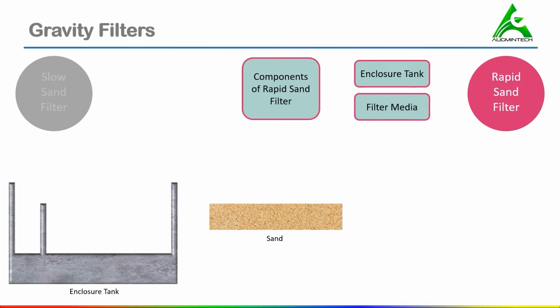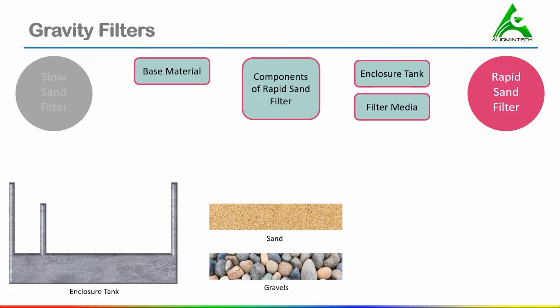The next component we have is base material. The sand layer is supported on base material, that is a layer of gravels which consists of 45 to 60 centimeter thickness. The gravel bed is graded and it is laid in layers. The topmost layer should be of small size gravel and the bottommost layer should be of big size gravel.